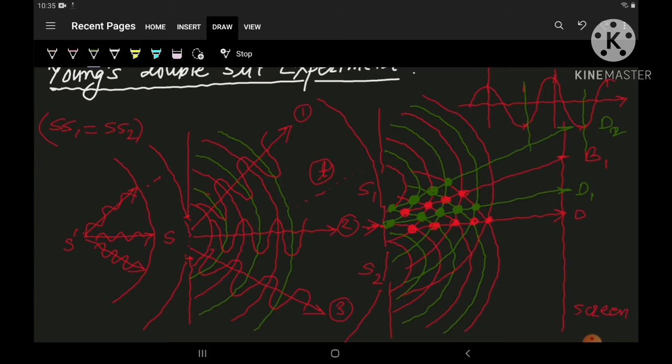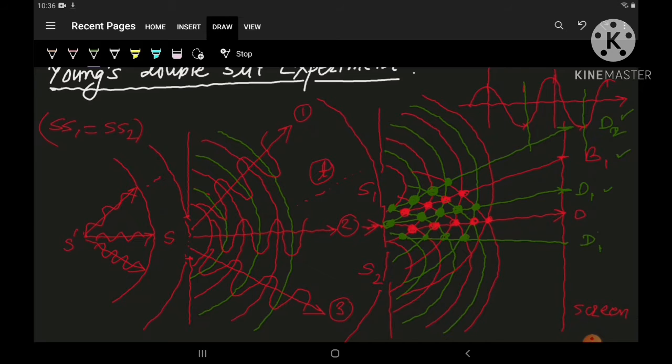In this way, as we move away from the central point O in the upward direction, we will have first a dark fringe, then a bright fringe, then a dark fringe, then again a bright fringe. Similarly in the downward direction also, let us consider the first point here. So here red green, red green, red green, red green, means corresponding to this point the light will have minimum intensity.